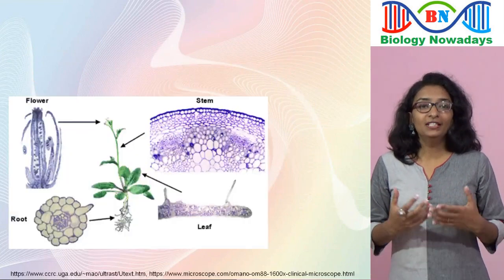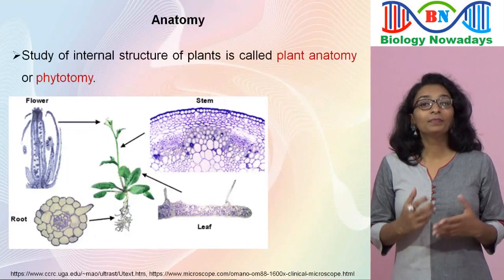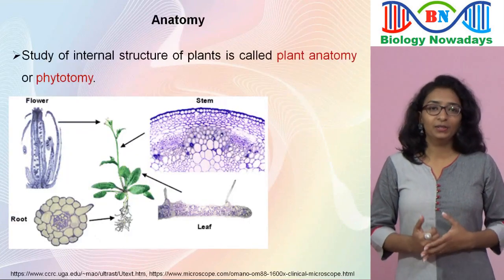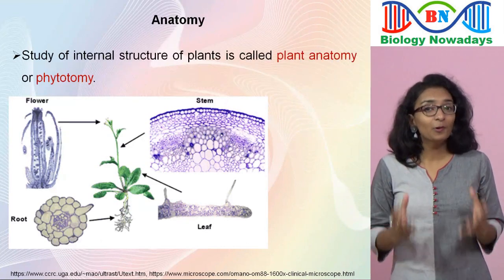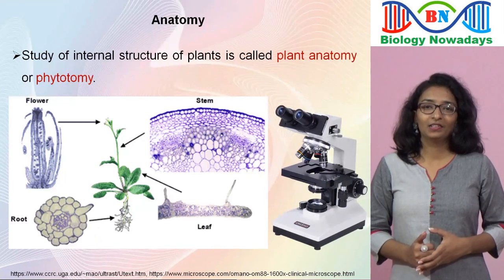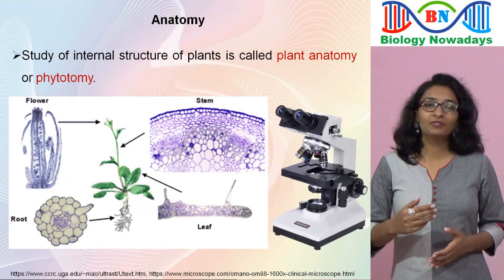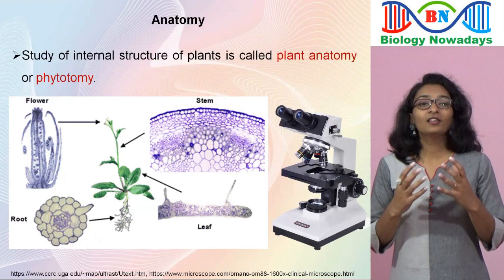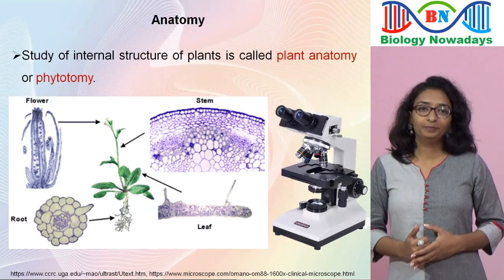The study of internal structure of plants is called plant anatomy or phytotomy. And the most important tool for anatomical studies is a microscope. Usually, thin sections of the plant organs are taken and are observed under a microscope.